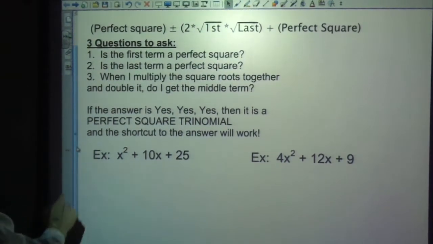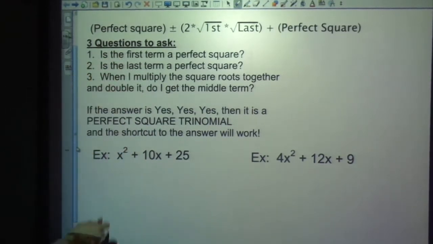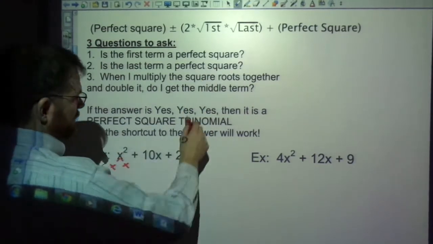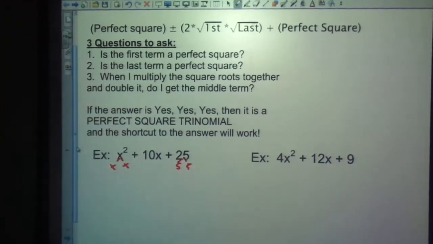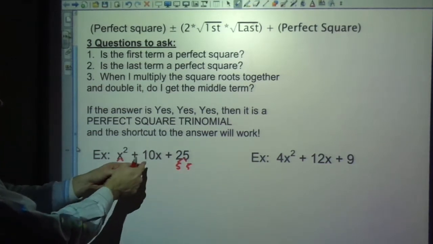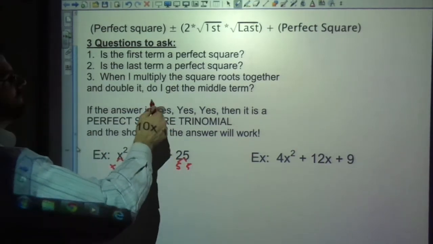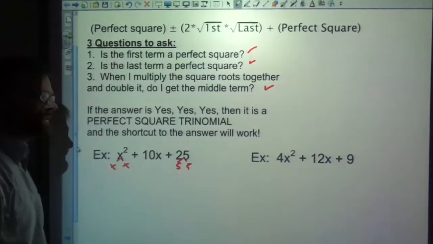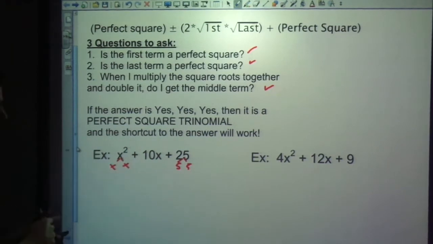Scroll up a little bit here. Okay, first question. Is this a perfect square? Yes, because x times x is x squared. Is the last term a perfect square? Well, yes, because 5 times 5 is 25. Now, if I take the square root of this one and the square root of this one and multiply, that's 5x. If I double it, is that the middle term? 10x? Yes, 5x times 2 is 10x. So this is a perfect square, this is a perfect square, and the middle term is double this times this. So that's what happens. This is a perfect square trinomial.